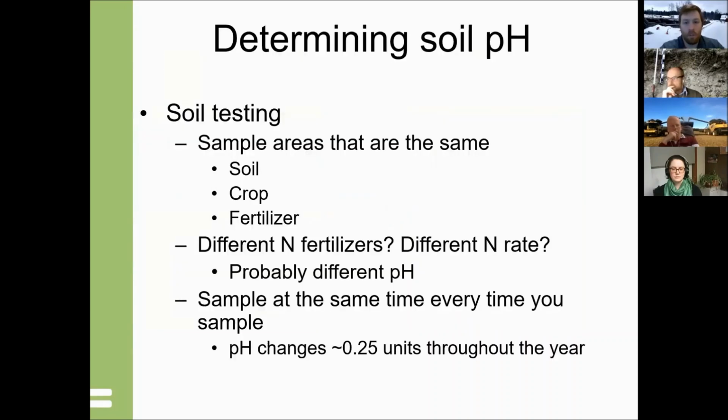So to determine your soil pH, if you've ever heard me give a presentation before, I probably brought up soil testing. If you want to determine your soil pH, you have to go out, take some cores, and send them into the lab.